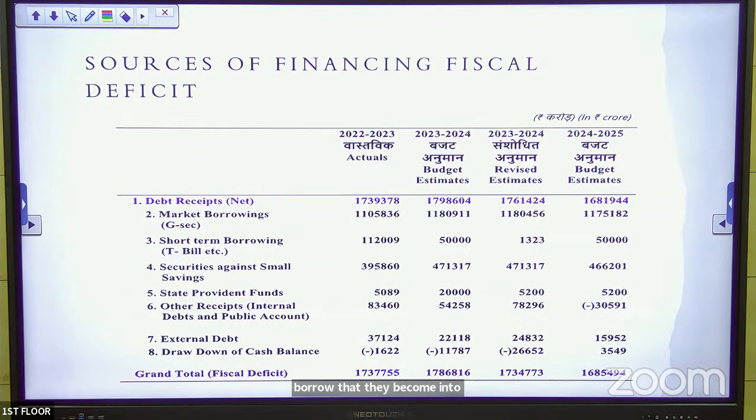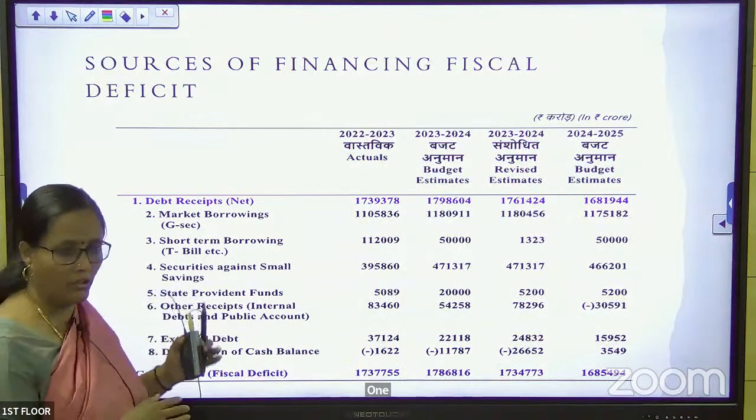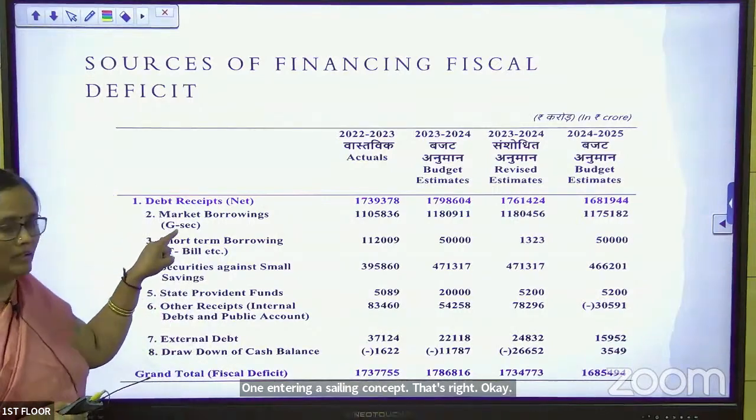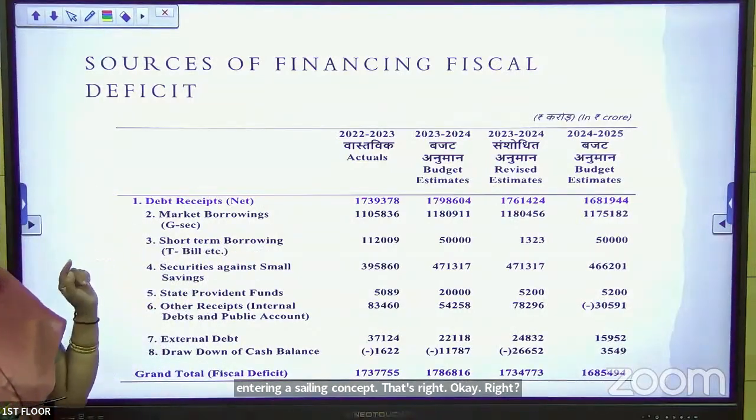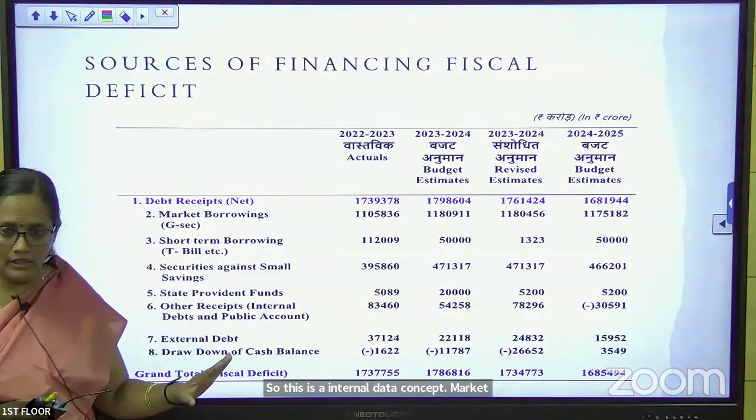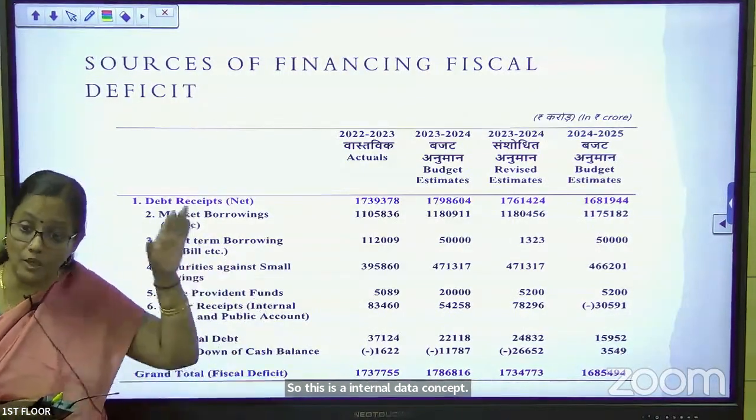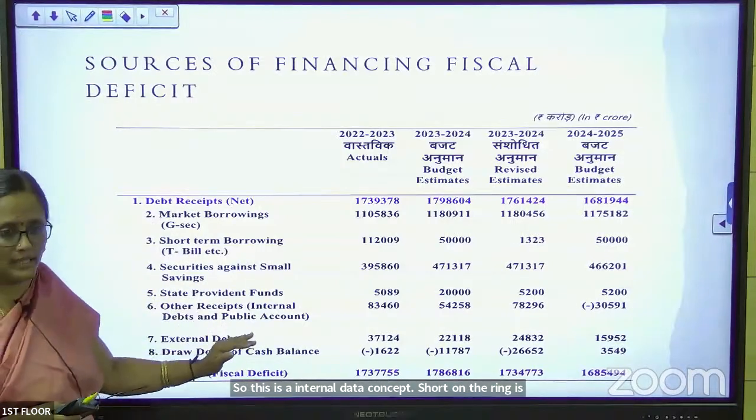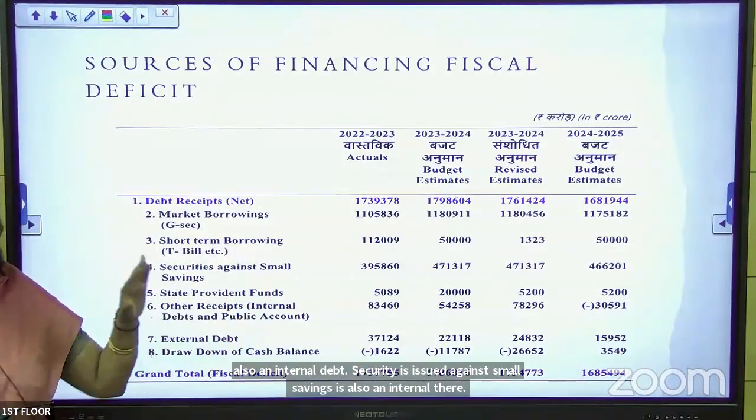Followed? Can we say that internal liability is from the public account, and internal debt, giving it back, is different? The source is different. These two things are from the Consolidated Fund of India, that is, from the public accounts of India. But we need to understand that it is a voluntary saving concept. Have we followed? Right? So this is the internal debt concept. Market borrowings and short-term borrowing are also in internal debt. Securities issued against small savings are also in internal debt. Provident funds and other assets are all placed under other internal liabilities.